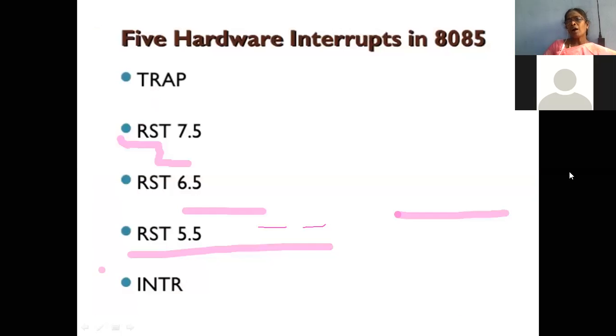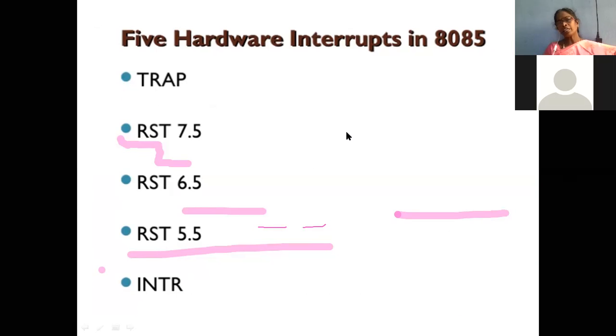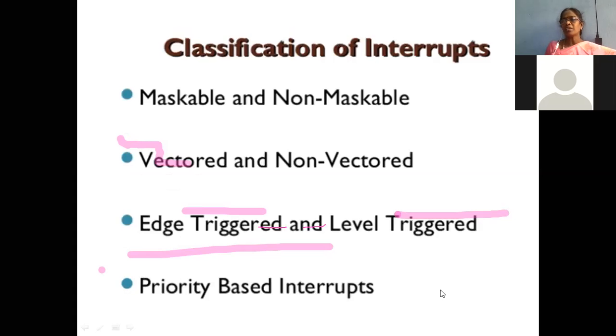Right, so there are 5 hardware interrupts in 8085. There is TRAP, RST 7.5, 6.5, 5.5, and INTR. RST is restart, and INTR is the interrupt request signal. So we'll discuss classification of interrupts. This is also a very important thing. The first is maskable and non-maskable interrupts, so we'll concentrate on that.